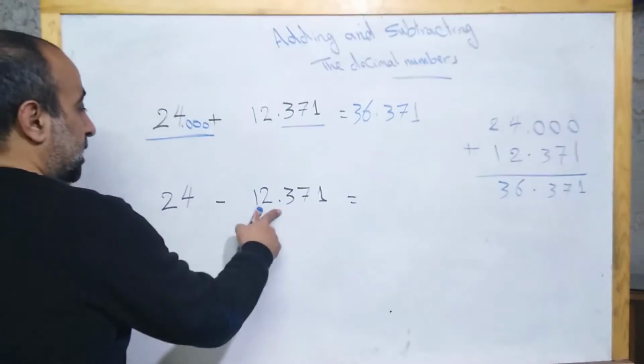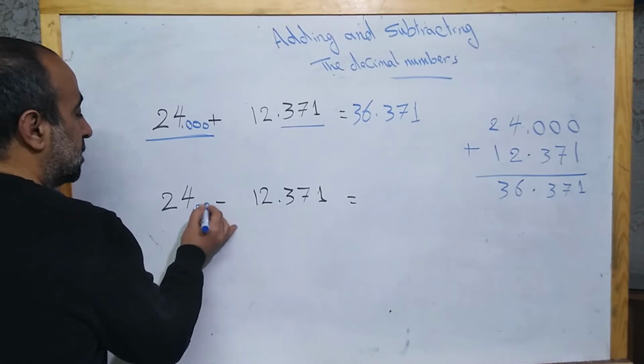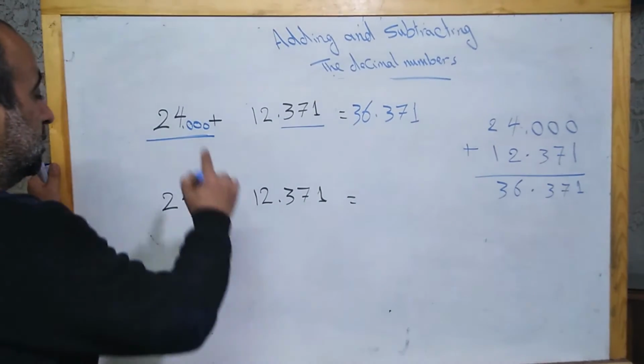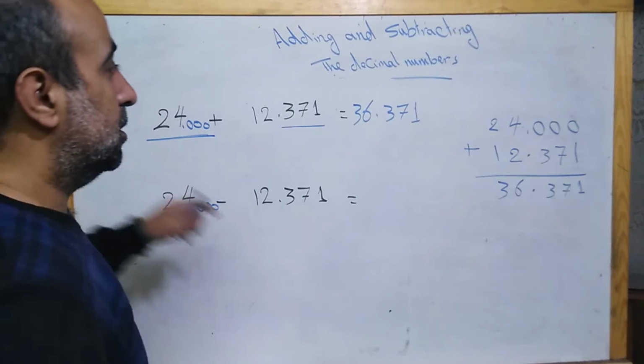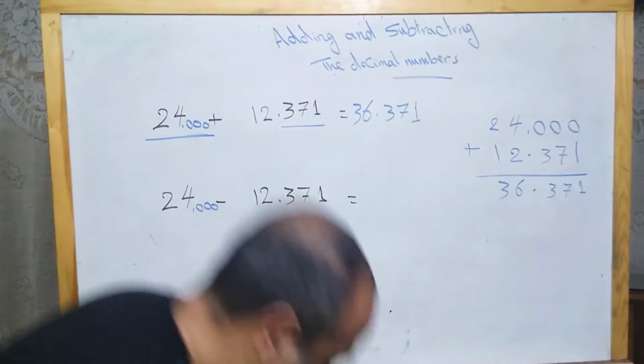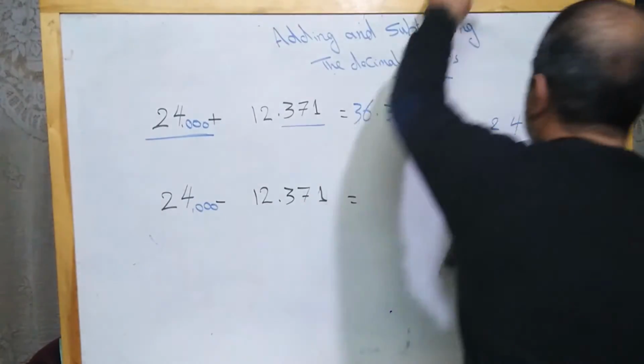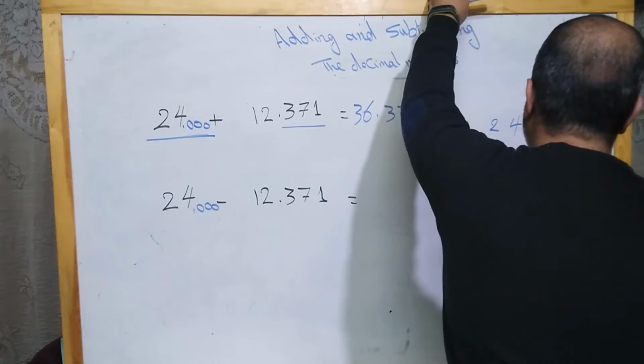And the same way to subtract a whole number minus a decimal number. 3 decimal places, put 0 and 3 zeros. Put the decimal point and 3 zeros. And the same draft. But we will change the sign into minus.